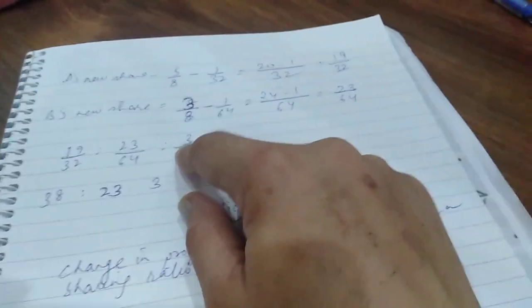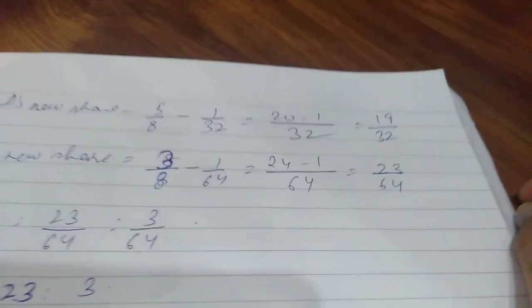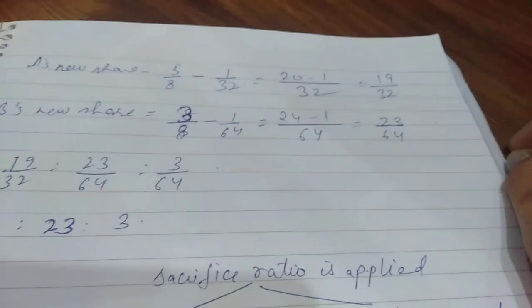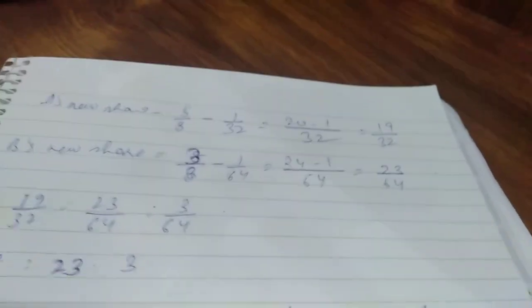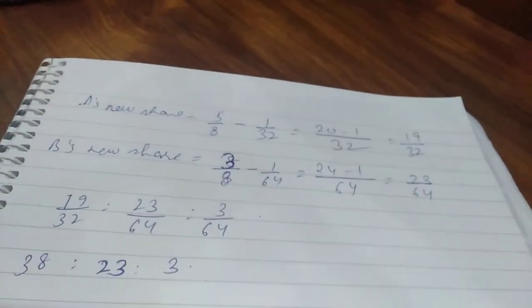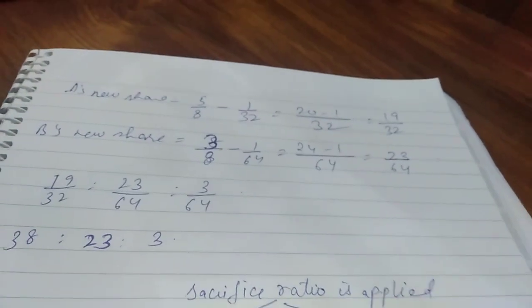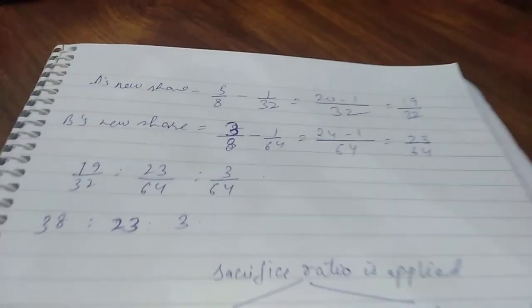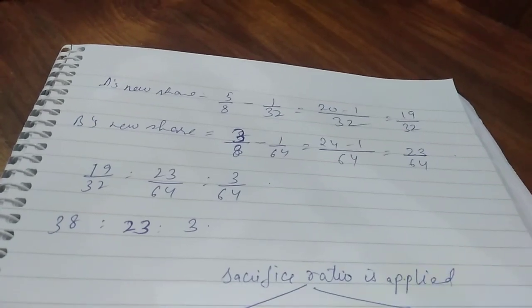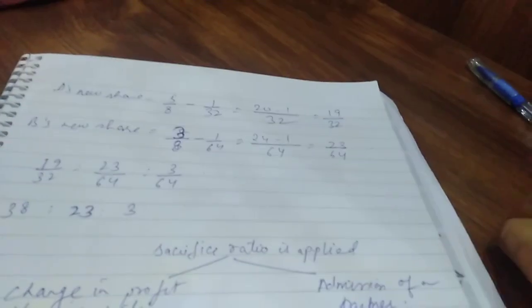See. Now A's new share will be 5/8 minus the value surrendered, 1/32, which is equal to 19/32. B's new share is 3/8 minus 1/64, it is 23/64. So 19/32, 23/64, and 3/64, which comes from adding both their surrenders. Finally, your new ratio is 38:23:3. Clear? This must be very clear in your mind.